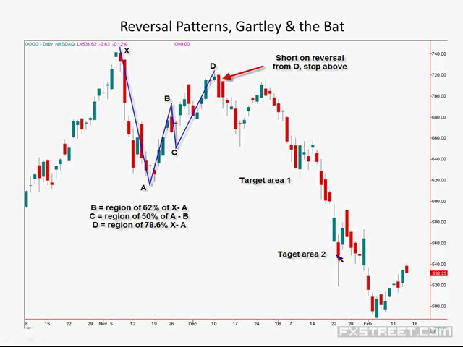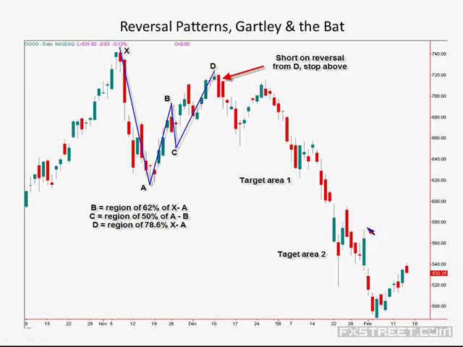Comes down to target area 2. Might want to take a little bit more profit off the table. Rallies back up. Price then moves on down. As it goes to a new low, that's where my stop comes to. And the stop comes even further down. Eventually that stop's going to be taken out. There we go.